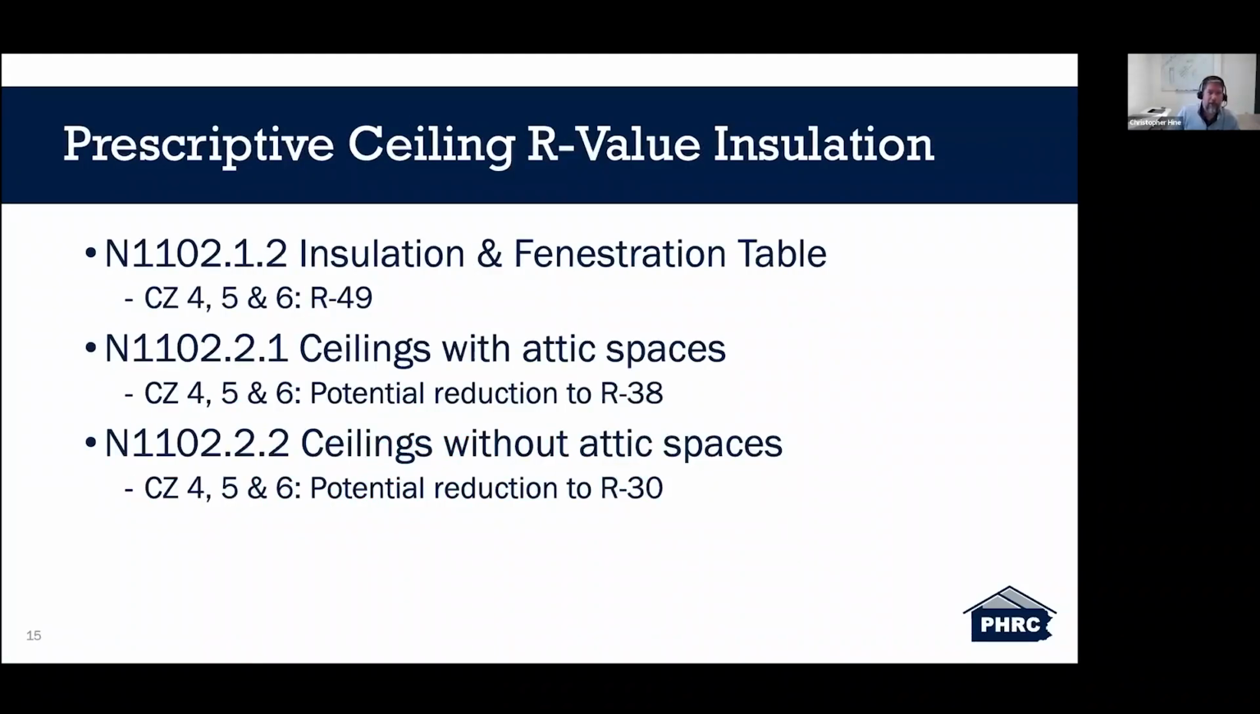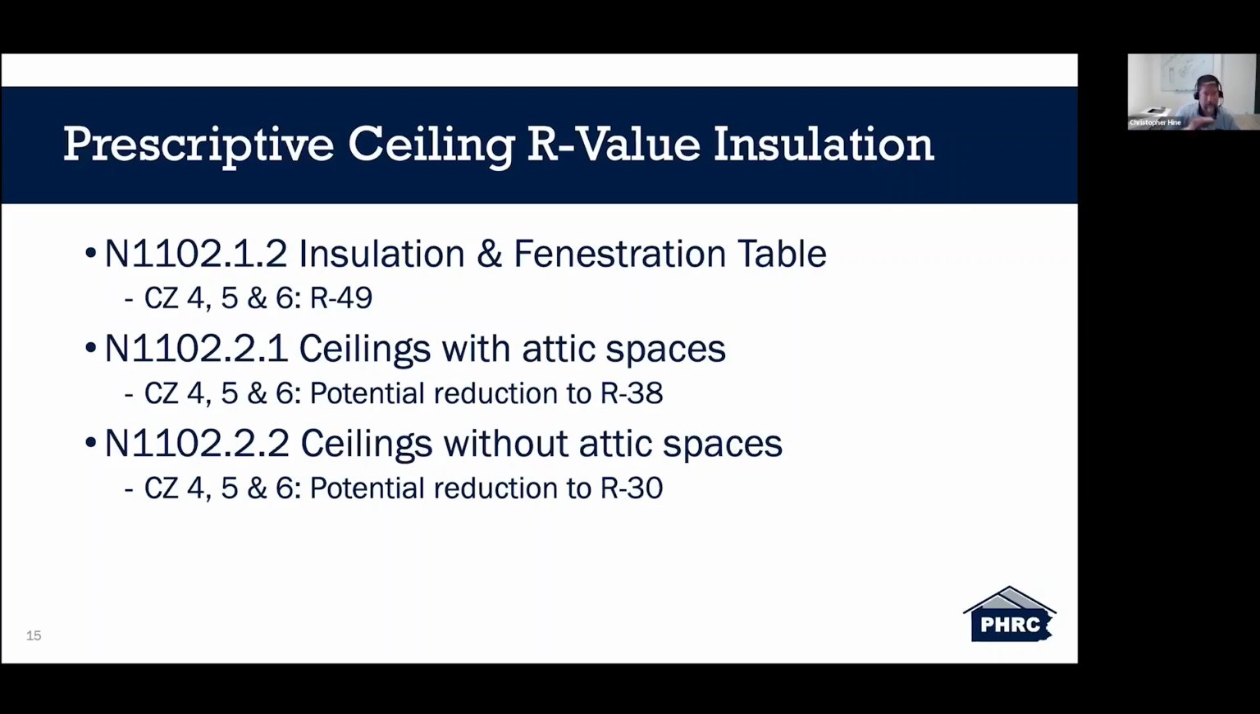So if we're to look at the prescriptive R-values of our insulation in our climate zones, we start with this umbrella of the N1102.1.2, which again is the insulation and fenestration table that says your overarching ceiling R-value in those climate zones is R49. But not all attics, not all ceilings, not all spaces or roof ceiling assemblies are created equal, right? So what happens if we have additional designs? The code addresses this, right?